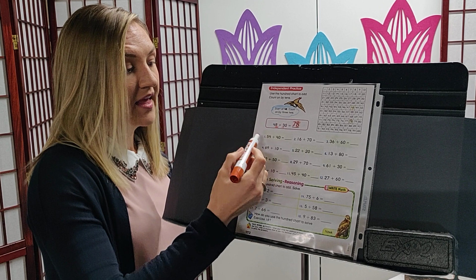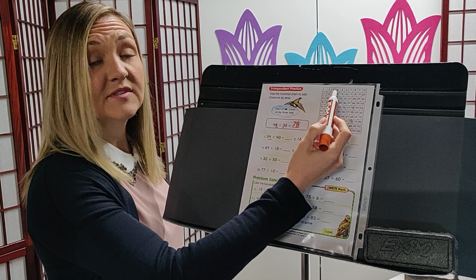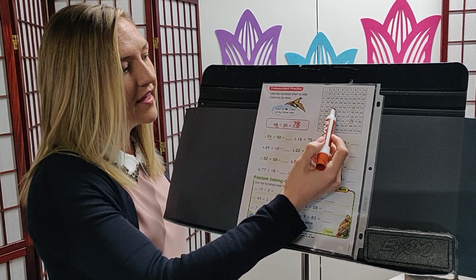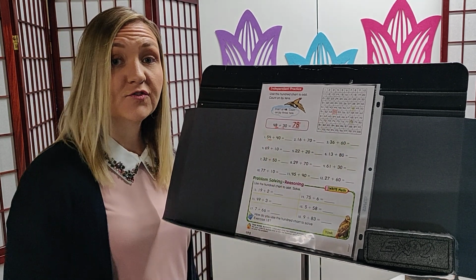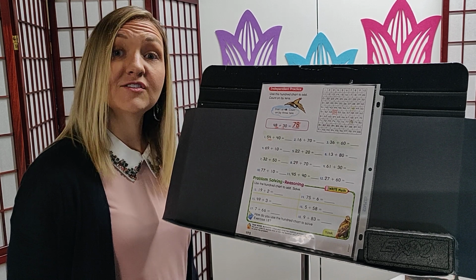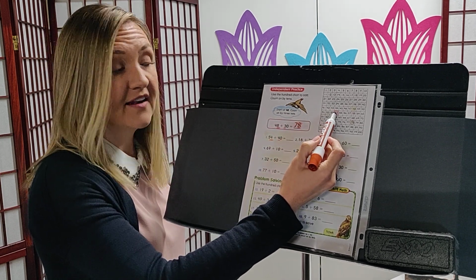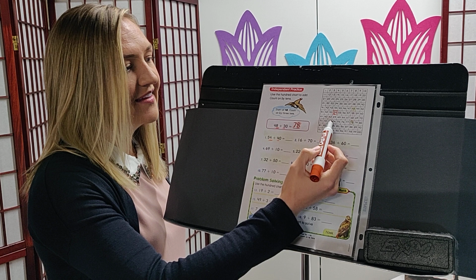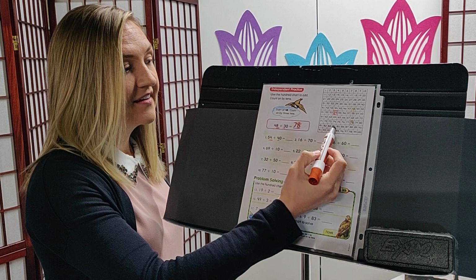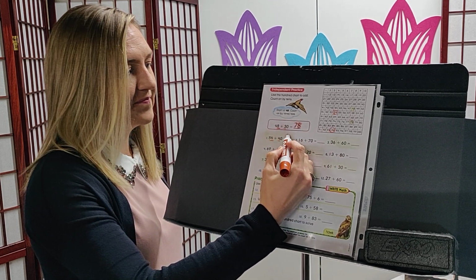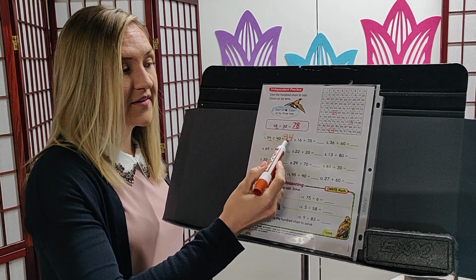54 plus 40. 54 ends with a 4, so we're going to go to our 4 column and scoot down to find 54. And here it is. And we're going to add 40. How many groups of 10 is 40? It's 4 groups of 10. So we're going to jump down 4 times to represent 4 groups of 10. Ready? Begin. 1, 2, 3, 4. Where did you land? On 94. 54 plus 40 is equal to 94.